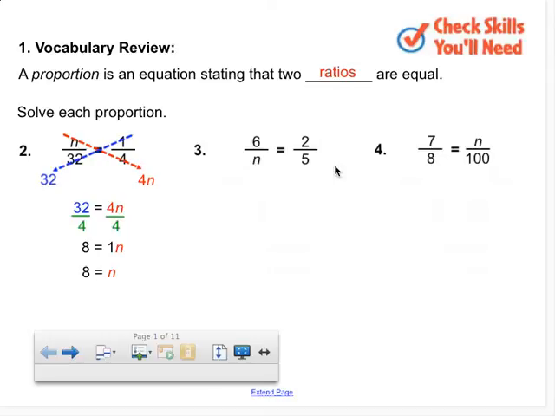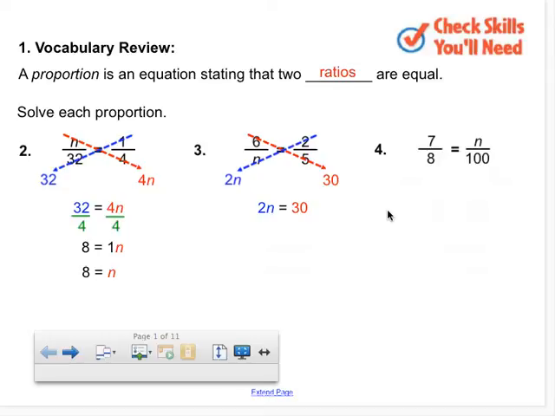Anea, all the way in the back. Okay, and what'd you get back? Okay, so when you cross 6 and 5, you multiply that and get 30. Okay, what else? n times 2 gives you what? 2n, very good. And what's the equation going to be? So 2n equals 30, okay? That's my equation. All right, now how do I solve this equation?